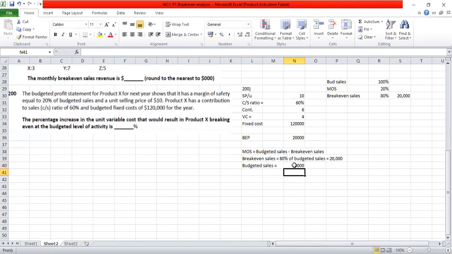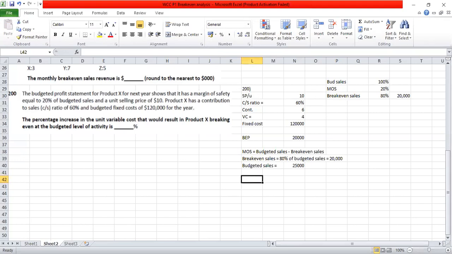Now that's the point. They want a break-even sale which is equal to budgeted sales. So the change they are looking at is the change in the variable cost. So break-even sales would be equal to 25,000. The only change they are looking at is the change in the variable cost. Now, variable cost, let's take it as X.